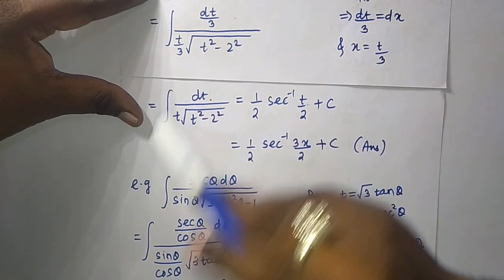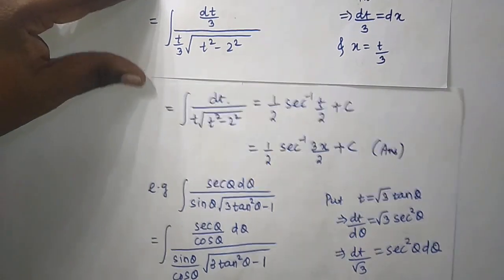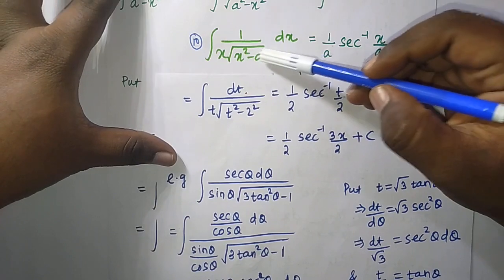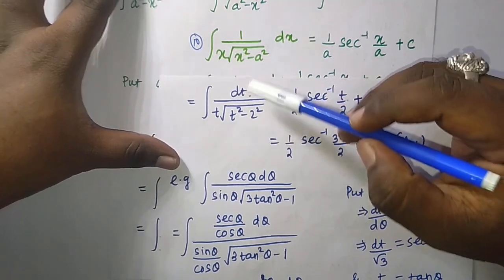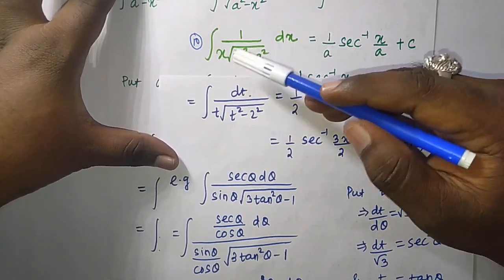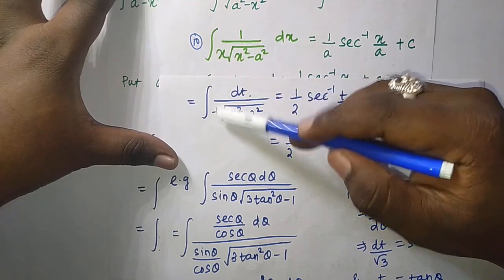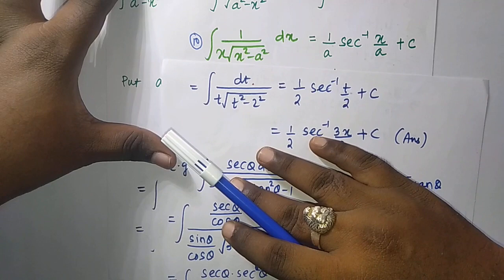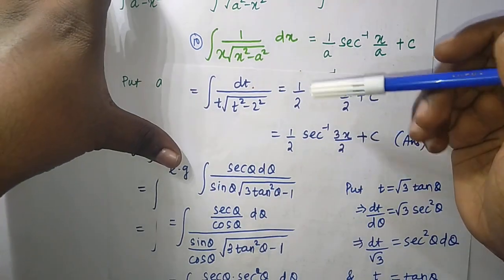Okay, now you can see this is exactly in the form of the formula. Here only what is the difference? Here in place of x, t is there, otherwise all are the same. Now apply this formula.